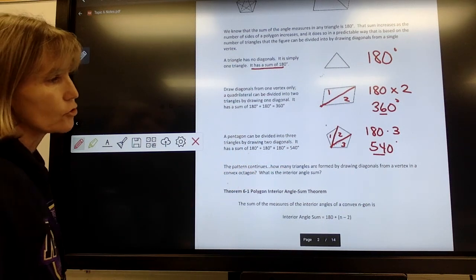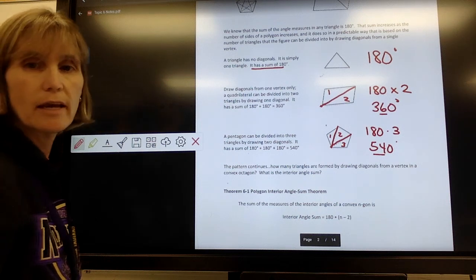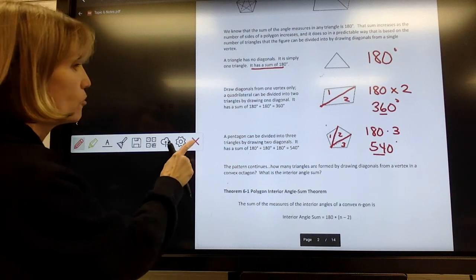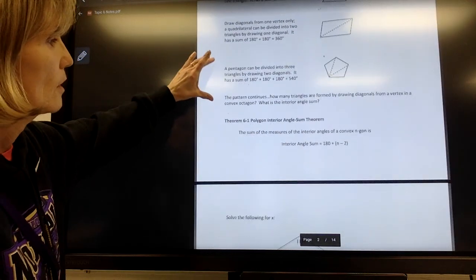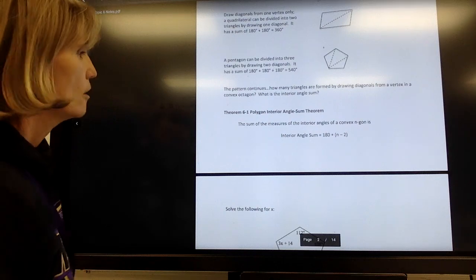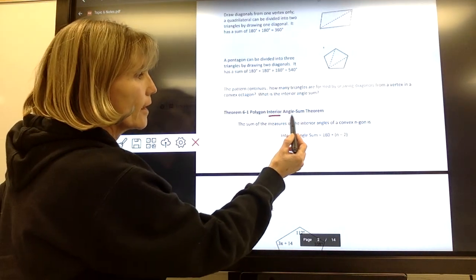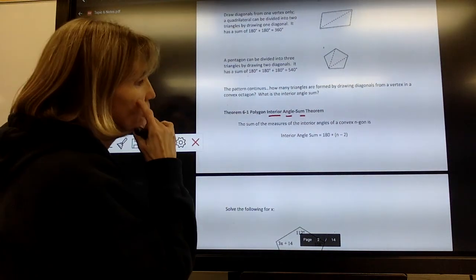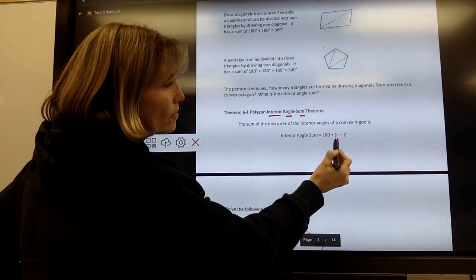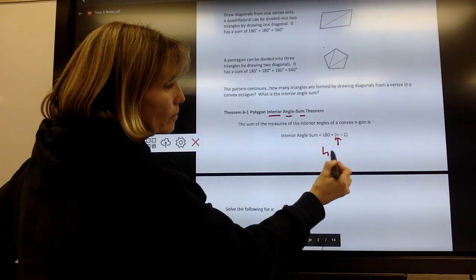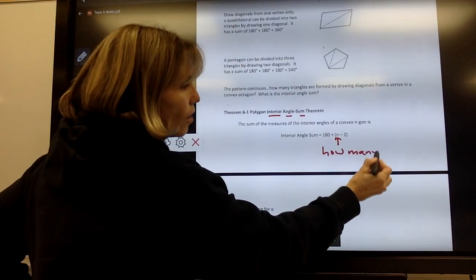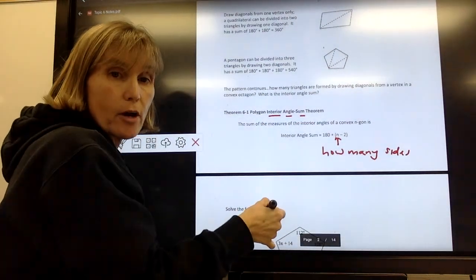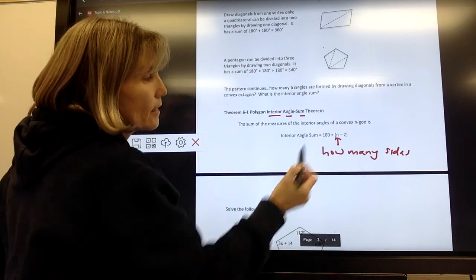Okay, it says how many triangles are formed by drawing diagonals from a vertex in a convex octagon. What would an octagon look like? Okay, well, we've got a formula down here at the bottom. When you are trying to calculate the total number of interior angle sum, so you're trying to add up the inside angles, interior means inside, what we do is we take the number of sides of the figure, we subtract 2 because that tells us how many triangles we can get inside, and we take that times 180.